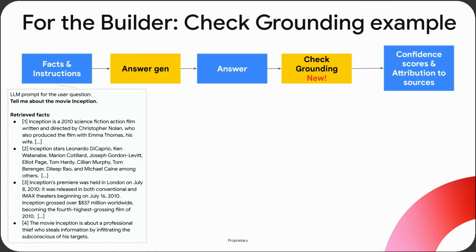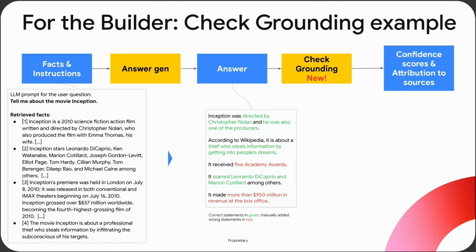Right, so here I wanted to look at a more specific example. In my given prompt, I asked the question, okay, tell me about the movie Inception, and then I provided some facts to the model. I generated an answer here, but what I did is, you can see it in green and in red, I added some red pieces that are actually incorrect statements that I added to test check grounding.